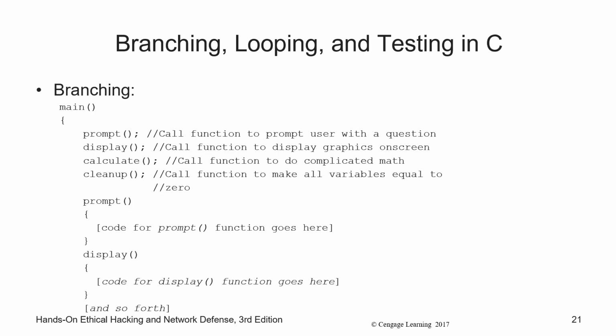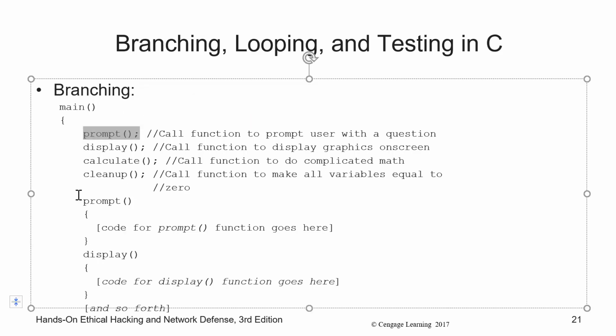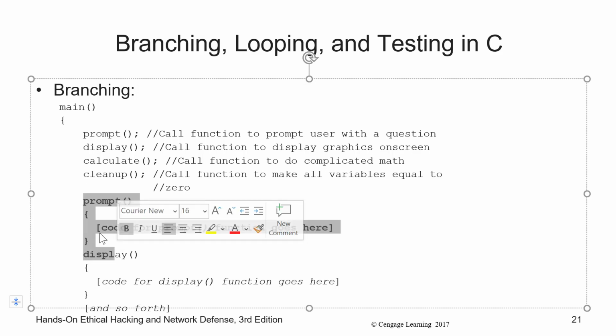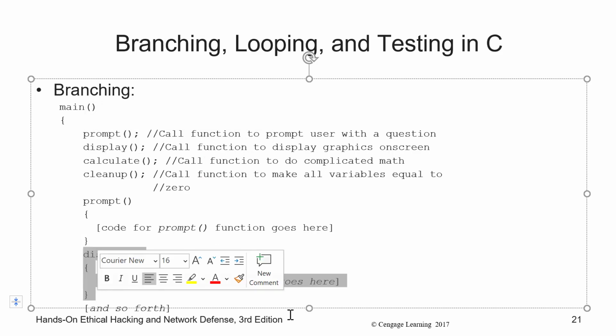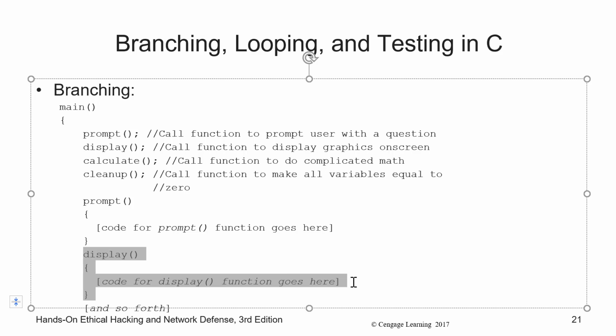Branching and looping and testing. Again, we talked about this before, but I'm in a main function. I have a function prompt. I jump to prompt. I run the code within prompt. When that code is finished, I jump back up. I run display. I go to the function display. I run the code contents in the code block for display. And then I jump back to calculate, and so on and so forth.